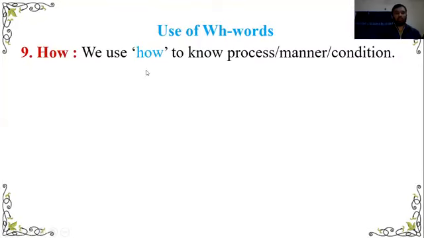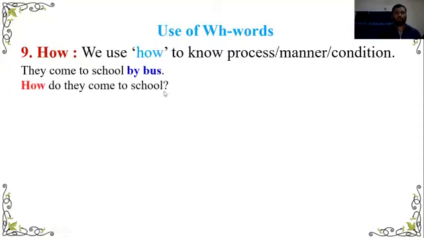Number 9, how. We use how to know process, manner, or condition. Let's see. They come to school by bus. So we have to write how do they come to school. This is the process. Next, I'm fine. It shows a condition. How are you?